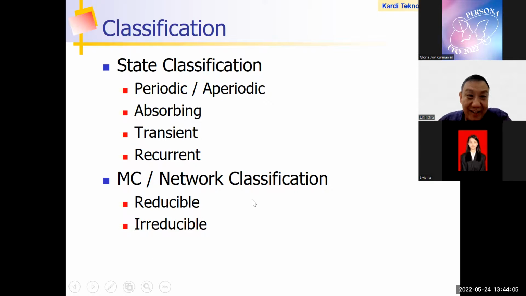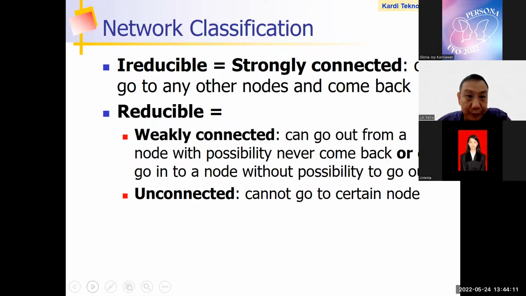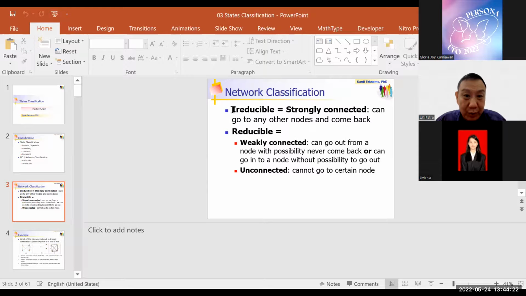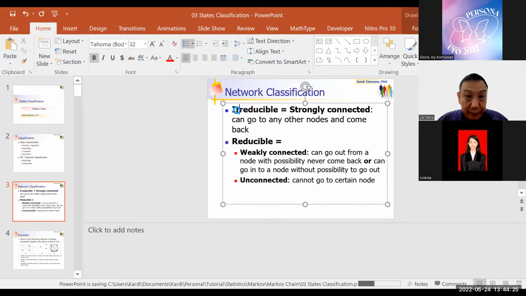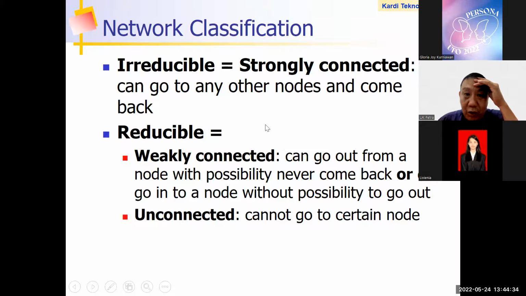Okay, so today we will discuss classification. Networks can be classified into two types. One is called irreducible. Irreducible means strongly connected. A strongly connected network is a network where you can go from one node to any other node, and then you can come back.